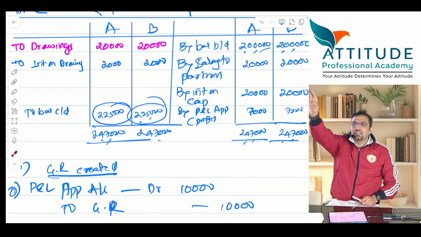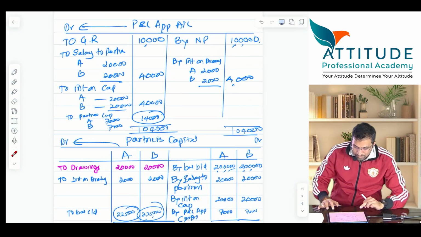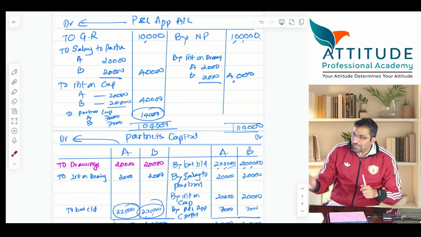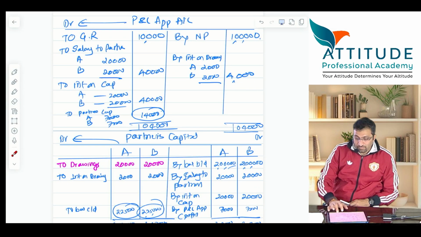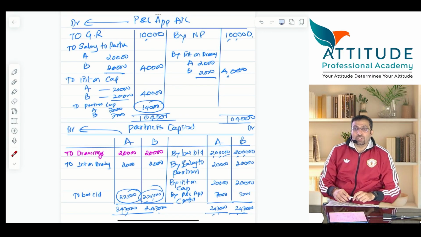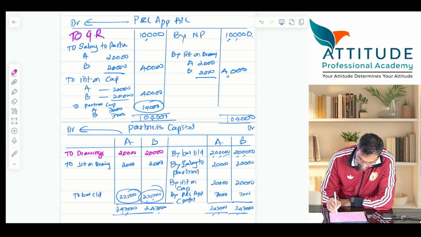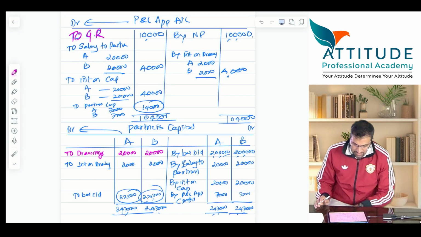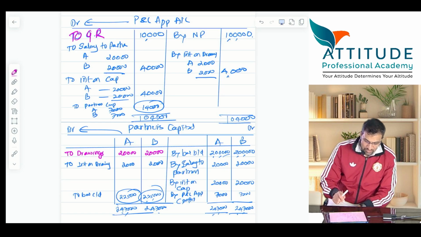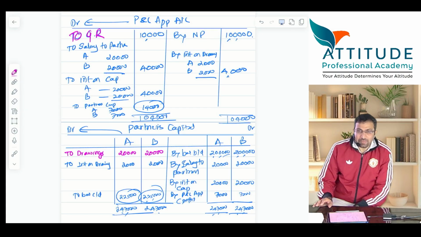Is that clear? This is how P&L appropriation and partners capital account is prepared. Is that clear? Understood? In a pink ink, okay? GR will not come in both. To GR, general reserve. Then बाकी सब आएगा. GR and drawings will not come in both the cases. GR will come in P&L appropriation. It will not come in partners capital.